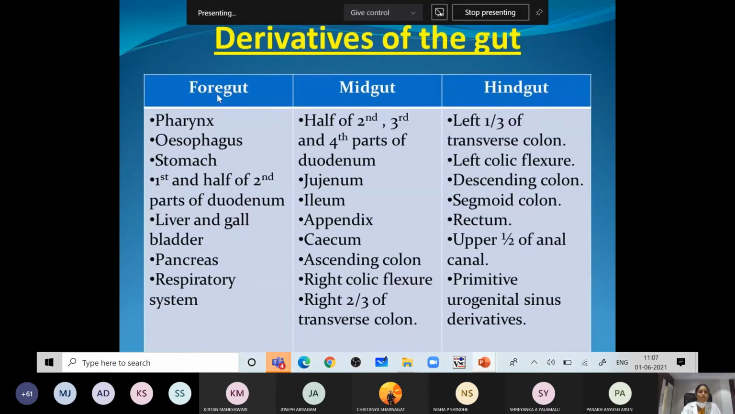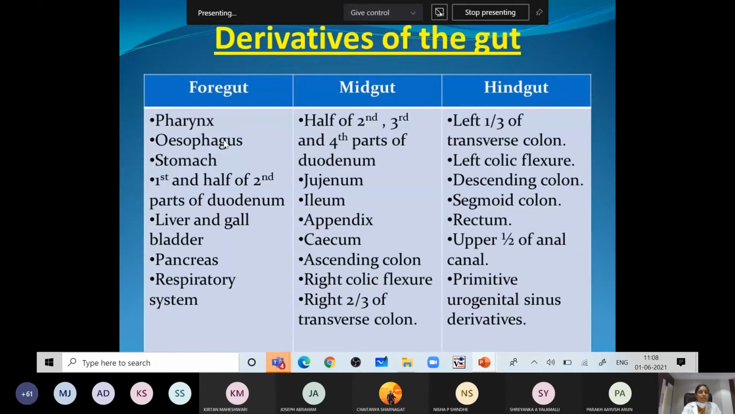So just to concentrate on the first part of it, foregut derivatives. You have the pharynx, esophagus, stomach, the first and second half of duodenum up to the ampulla of Vater, then liver and gallbladder, pancreas, respiratory system. Today I will deal with the esophagus and stomach. Pharynx development will be covered in head and neck.